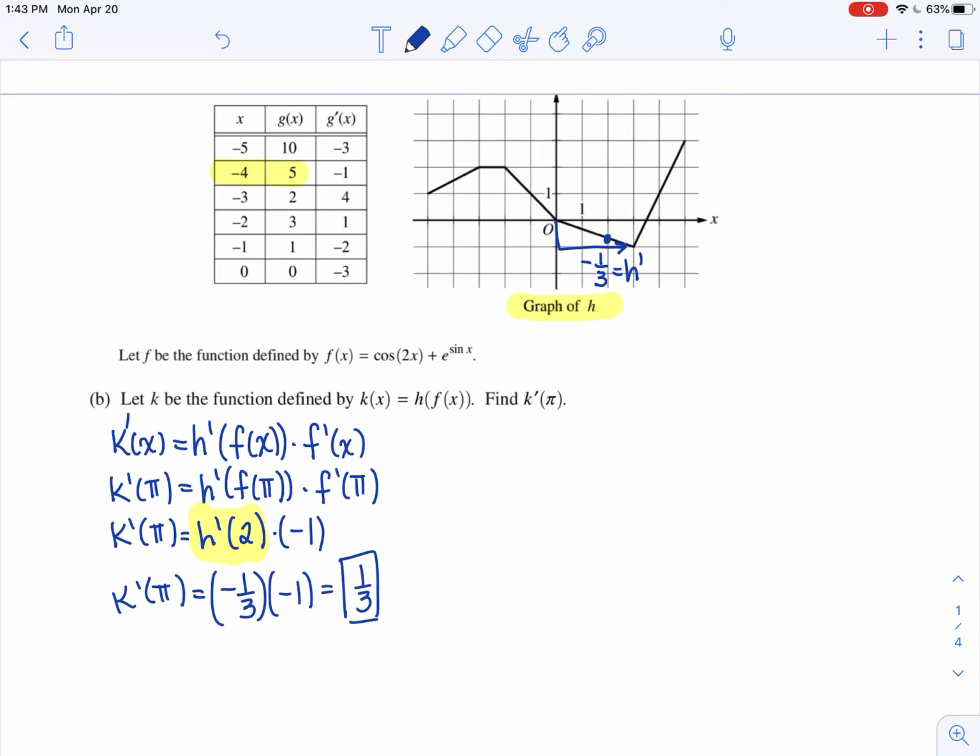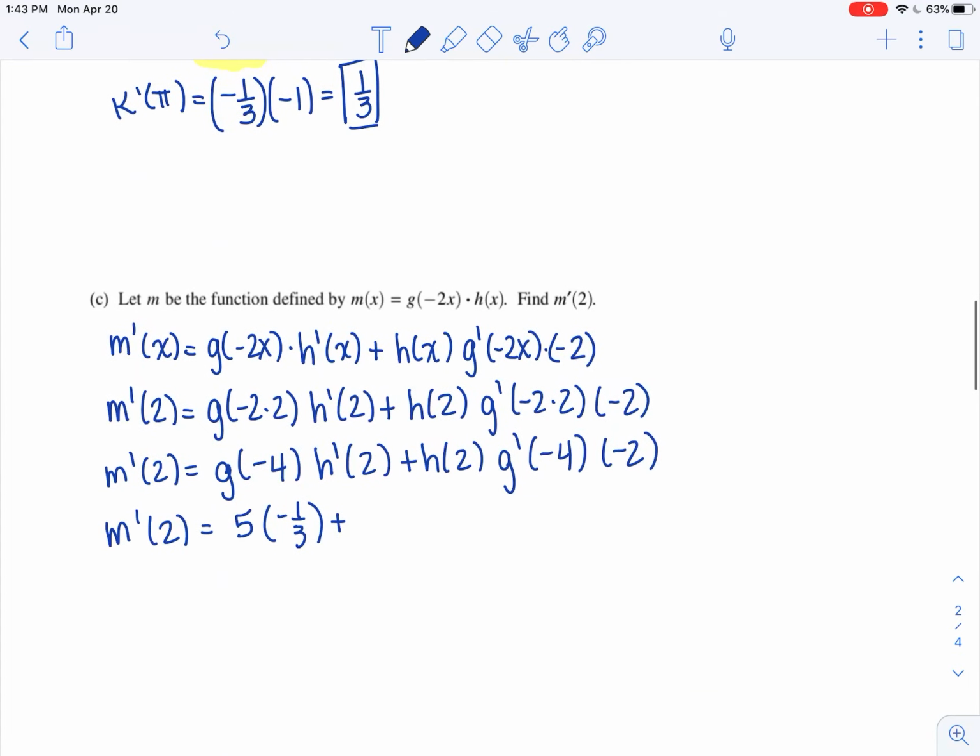H of 2 itself is just the function value at 2. So at 2, the function value looks like it's, I wish I would have given you one that's not such a weird value. What did they call it? Negative 2/3. So I guess that actually does work. Negative 2/3. Again, I would have hoped it would be a little clearer, but you just do what you can with the graph if they don't make it as clear as you could.